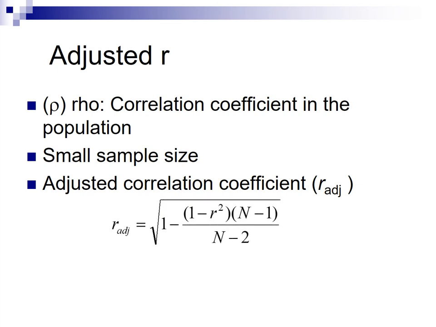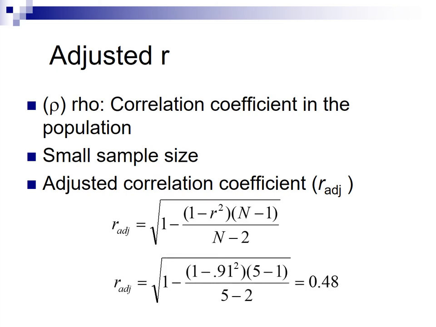By hand, you can use this formula to compute the adjusted R. It is 1 minus the numerator, which is 1 minus R squared multiplied by N minus 1, divided by N minus 2. In our example, our adjusted score is 0.48. Because our sample size is very small, only 5, our adjusted score is very much different from the R score produced by our sample.